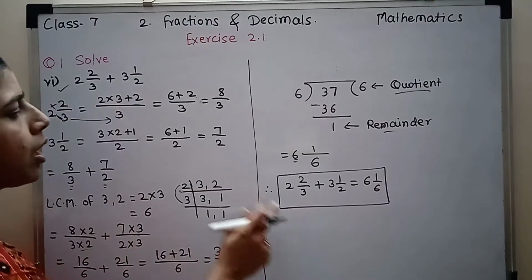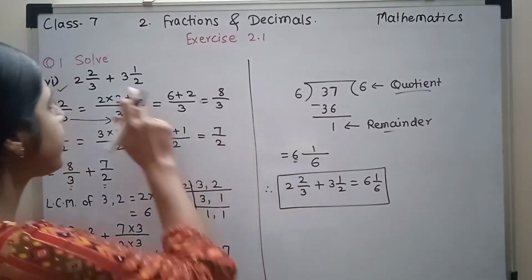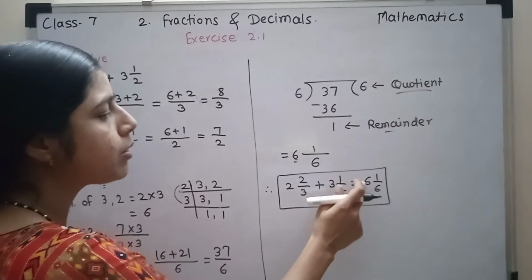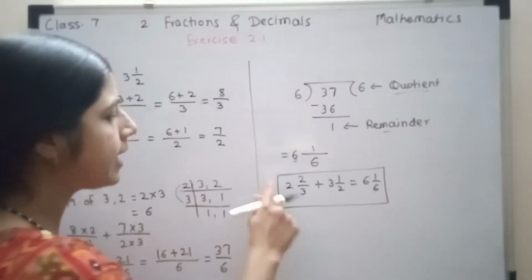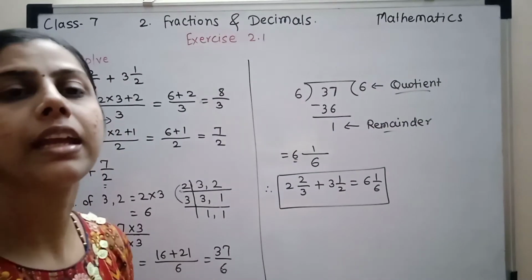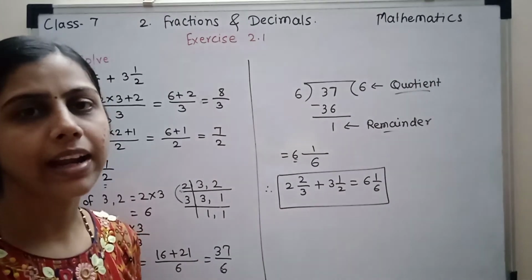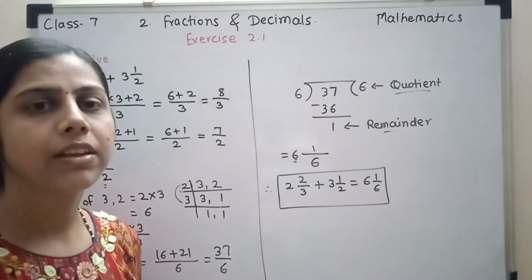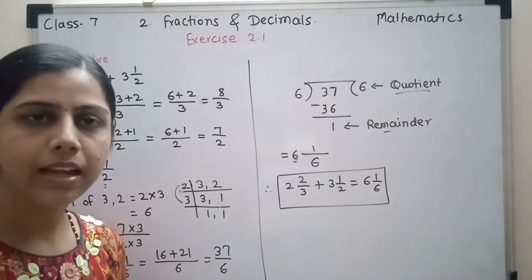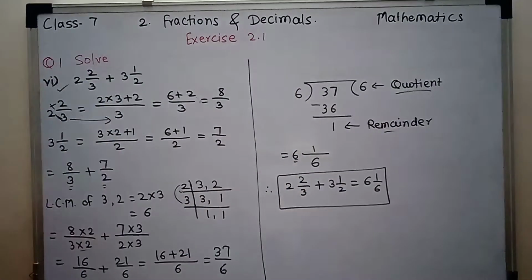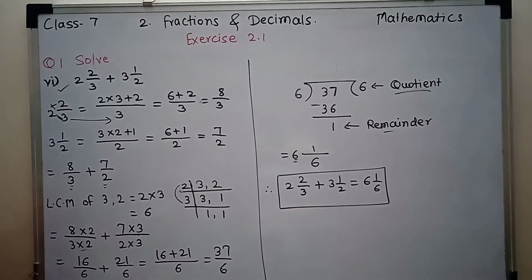So the question is what? 2 2/3 plus 3 1/2 equals 6 1/6. Highlight your final answer. Make it a habit to highlight your final answer, whether it is for mathematics or for another subject. Okay, so we are done with the sixth sum. Now we will continue with the next sum, that is the seventh one.